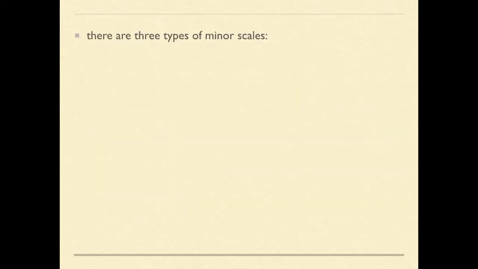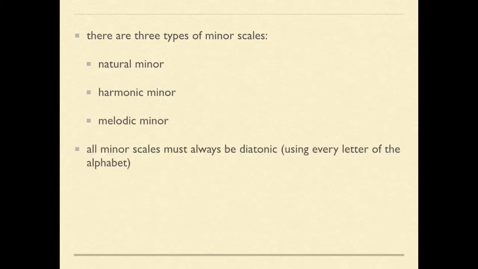Now we can talk about the minor scales. There's three types of minor scales: natural minor, harmonic minor, and melodic minor. We'll talk about each one in more detail. All minor scales must always be diatonic, meaning they use every letter of the alphabet.